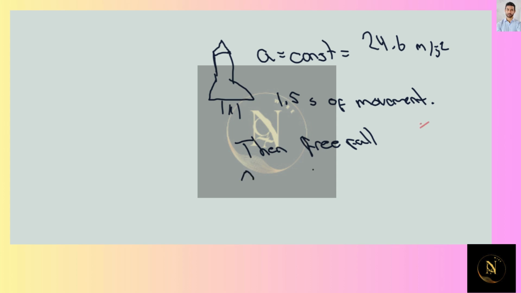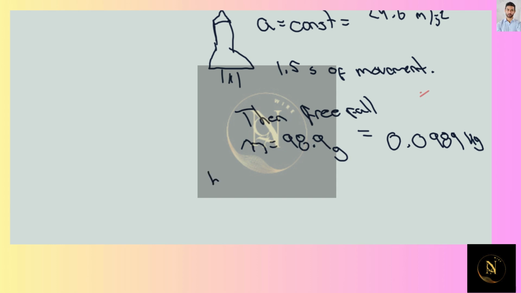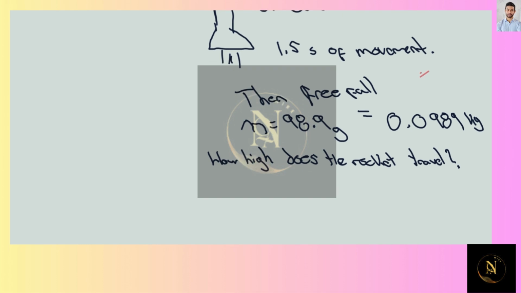and we're given that the value for the mass is equal to 98.9 grams, which is the same as 0.0989 kilograms. So with this, we want to know how high does the rocket travel, considering that the mass of the fuel is much less than the value for the mass of the rocket, and we're going to ignore air resistance.